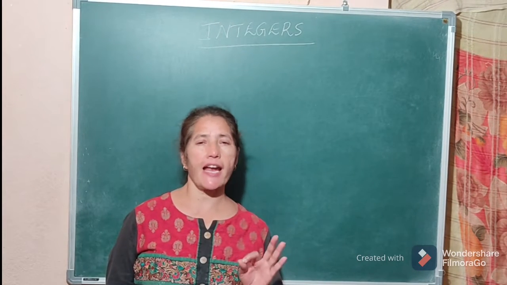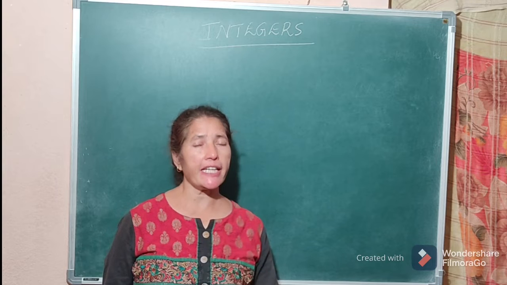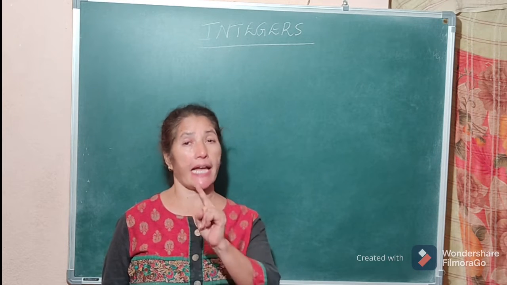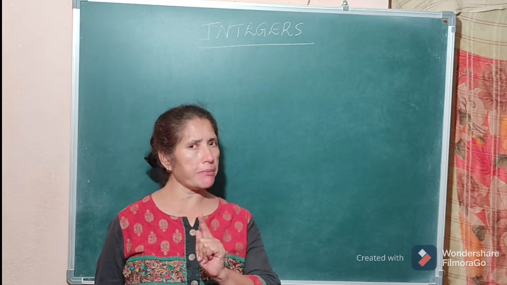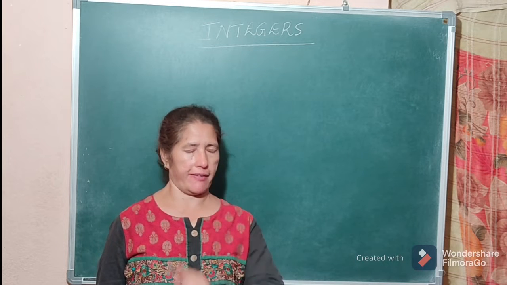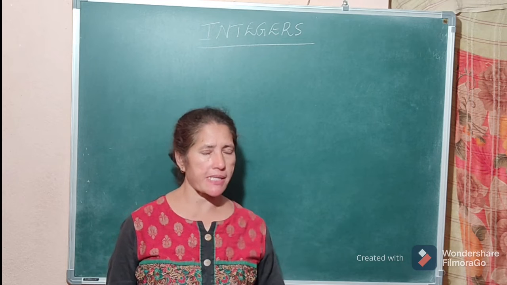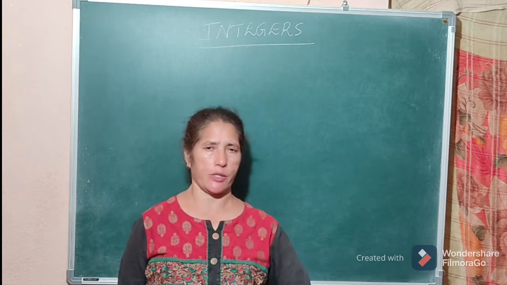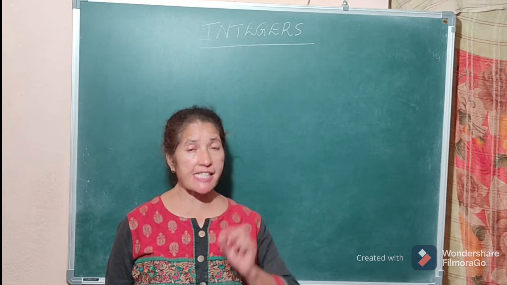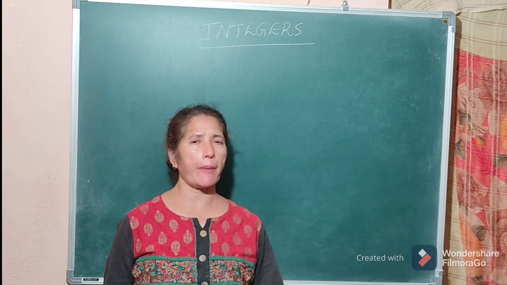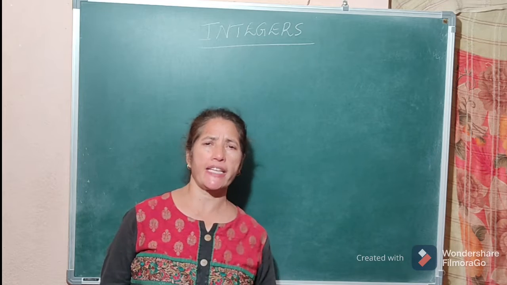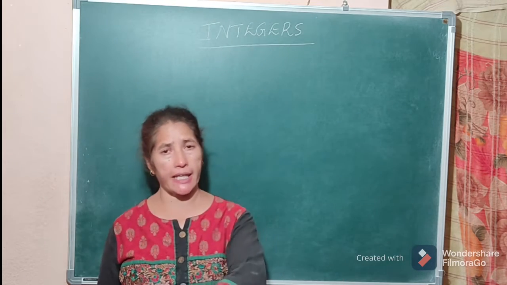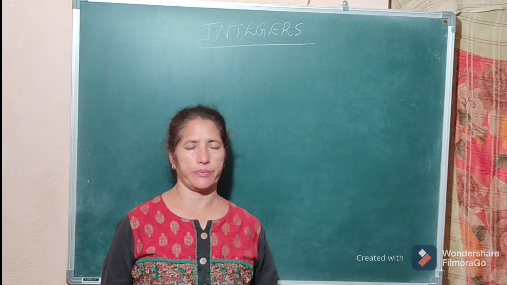In 5th standard and 6th standard, you have studied about the different sets of numbers. First one is natural numbers. Natural numbers start from 1. And next one is whole numbers, starting from 0, 1, 2, 3 and so on. Now, in this class, you have to study about integers. What are integers? Integers are positive numbers, negative numbers along with 0.